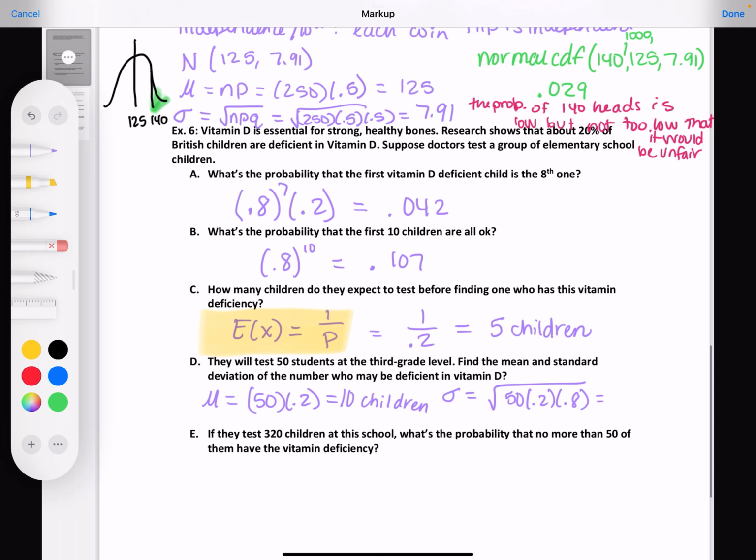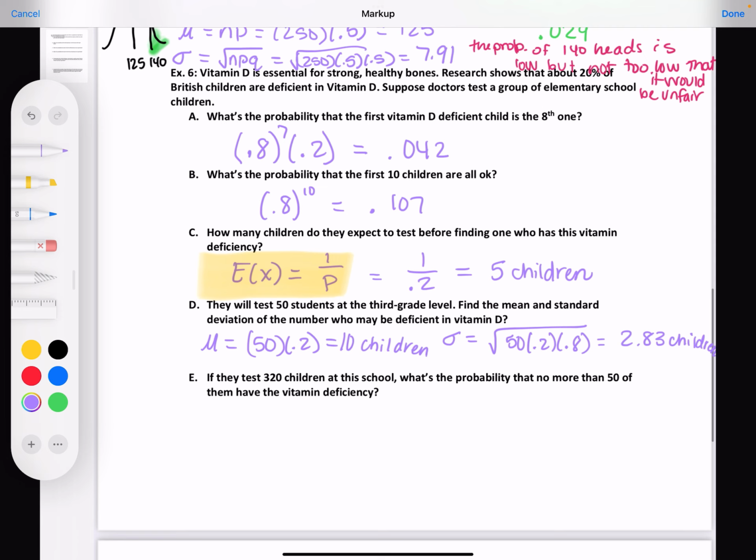All right, the last one. If they test 320 children at this school, what's the probability that no more than 50 of them have a vitamin deficiency? Is this a 1 minus thing? No, because this says no more than. But we are going to use a calculator function. We're gonna use binomcdf.